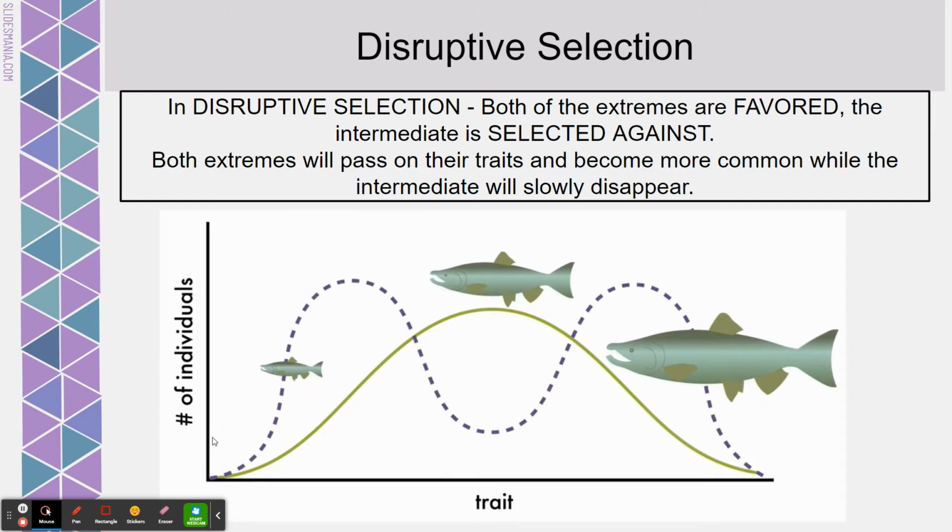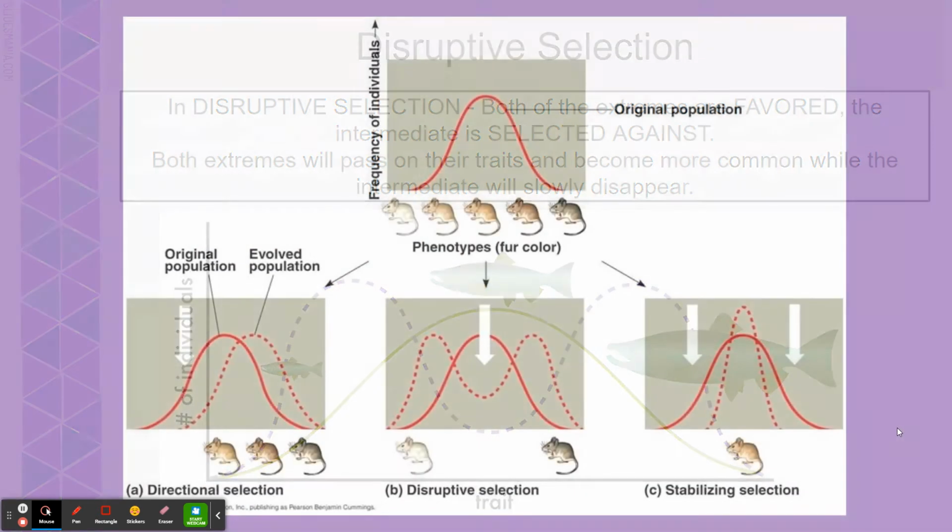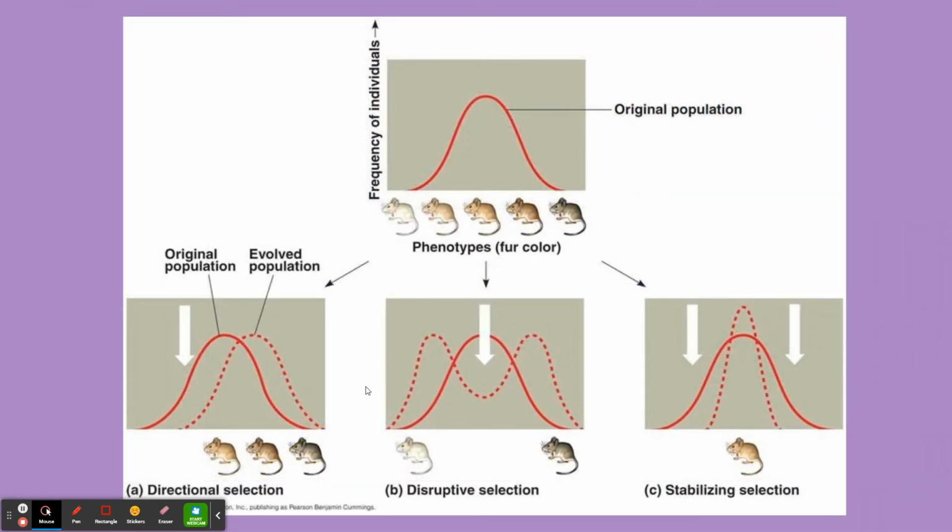And so the new graph is going to have two bell curves now, one at either end where the extremes are. So in this case, the extremes are both good. So that's disruptive. So three types of selection: directional, disruptive, stabilizing.